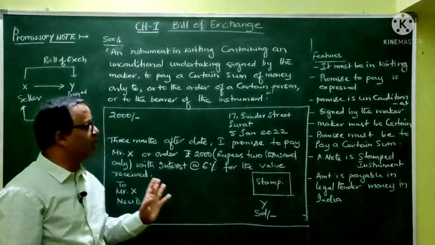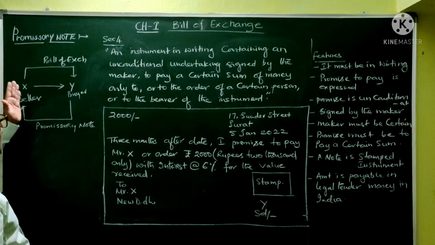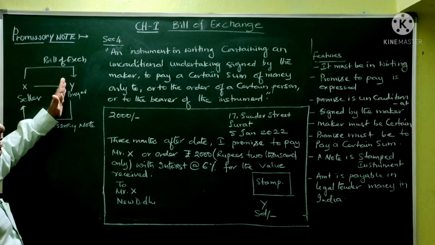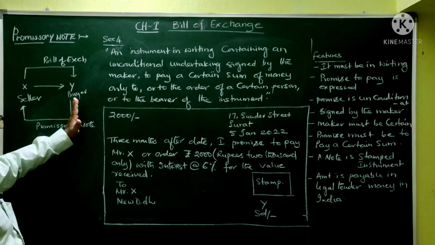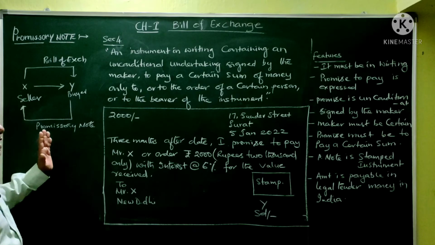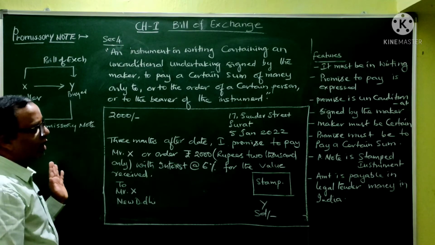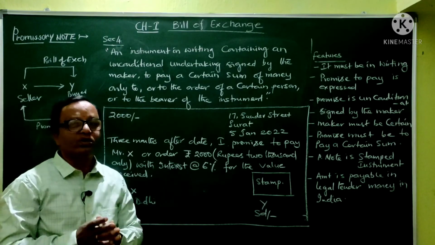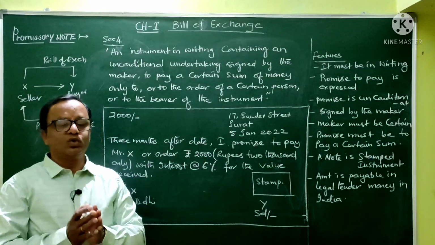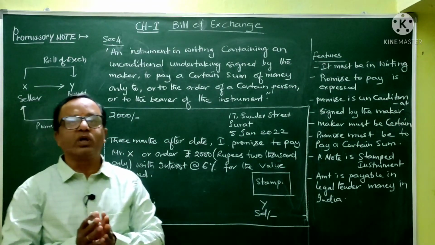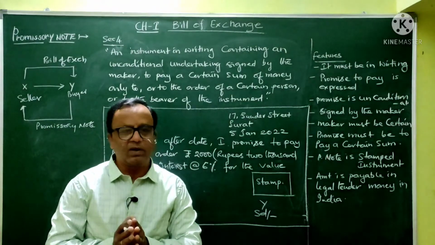Okay, so simple concept here. If the seller writes an instrument on the buyer, we will call it a bill of exchange, whereas if the buyer writes an instrument on the seller, we will call it a promissory note. Okay, so today in this topic we have studied what is a bill of exchange and what is a promissory note.